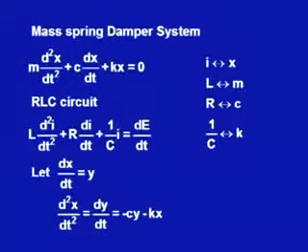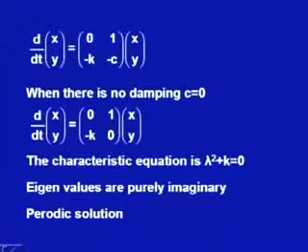To solve this system, we first introduce dx by dt is equal to y, and this substitution will reduce this second order equation into two first order differential equations. So we write down dx by dt is equal to y here, and d2x by dt square will come out to be minus cy minus kx, and that makes our system d by dt of (x, y) equal to the matrix [0 1; minus k minus c] multiplied by (x, y). So a second order system can be reduced to two first order differential equations.